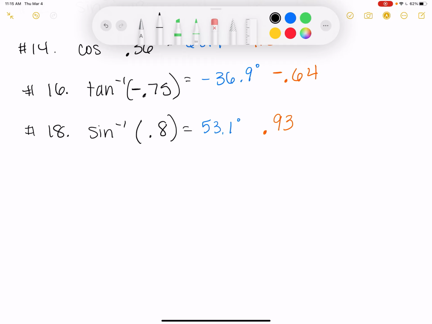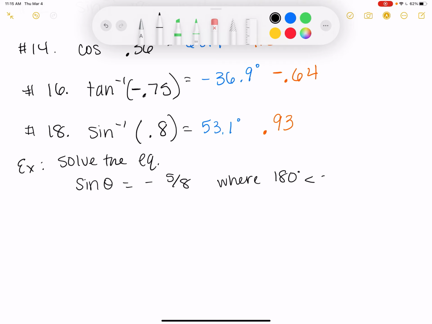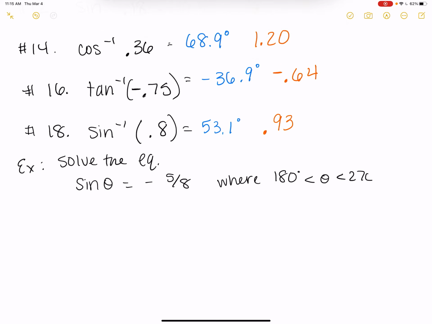Okay, we're gonna do an example here. Not one from the book. Now solve the equation: sine of theta is equal to negative 5/8, where 180 degrees is less than theta, less than 270 degrees.